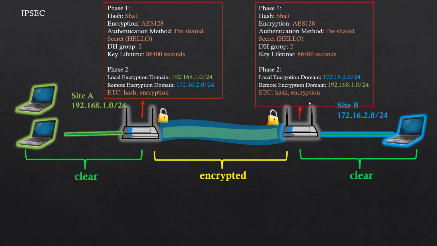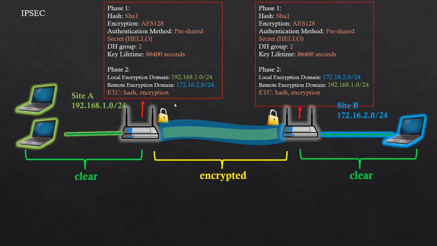Alright, so on the second device, I pretty much do the same thing for my phase 1. Everything is the same, and it has to match. If it doesn't match, it's not going to work. And for phase number 2, here we have our first difference. As for my local encryption domain, I choose site B domain, which is 172.16.2.0. And as for the remote encryption domain, it's going to be the site A's address.